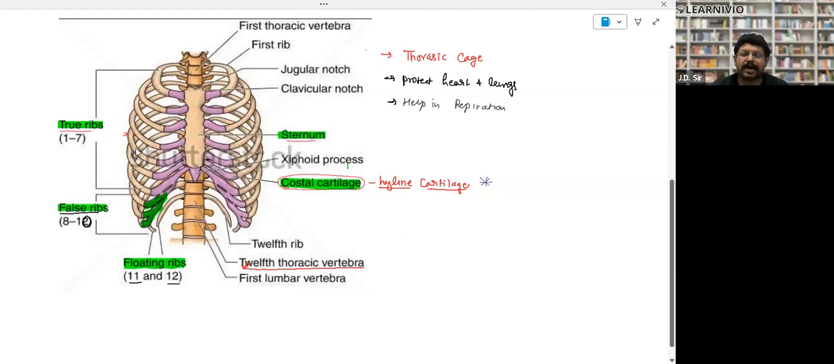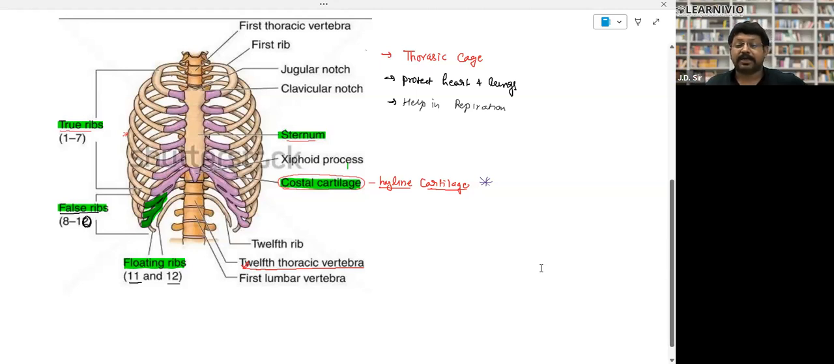Ribs do not attach or fuse directly with the sternum. Basically, these ribs remain attached with the help of a cartilage called costal cartilage. The name of the cartilage is costal cartilage. What kind of cartilage? The type is hyaline cartilage, right?